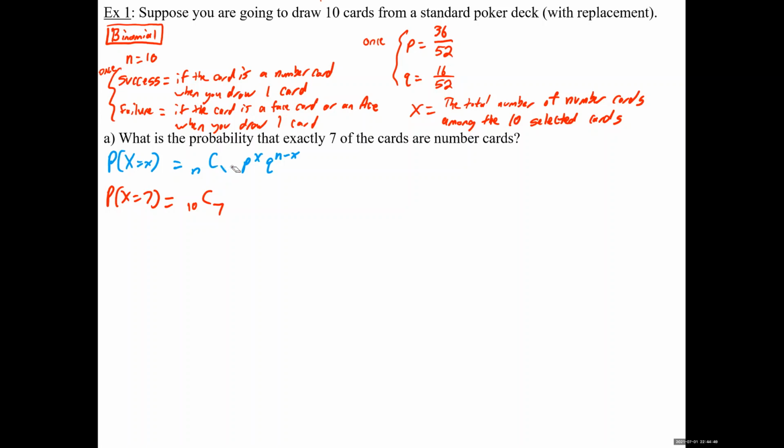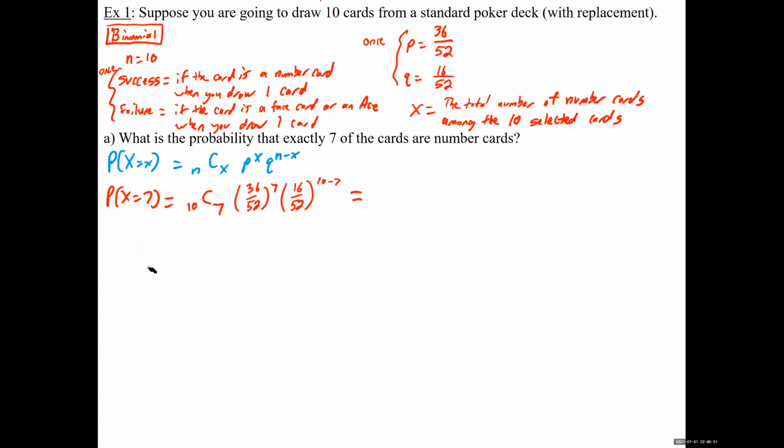Then it's p to the power x. p is this, so it's 36 over 52 to the power of 7. That's little x again. Little x is 7. And then times q, which is 16 over 52, to the power of n minus x. n is 10, x is 7. So you write that out. When I'm grading, I'm looking for this notation, for you plugging in the numbers correctly, and then of course you've got to calculate the answer. And now we'll talk about calculating the answer.